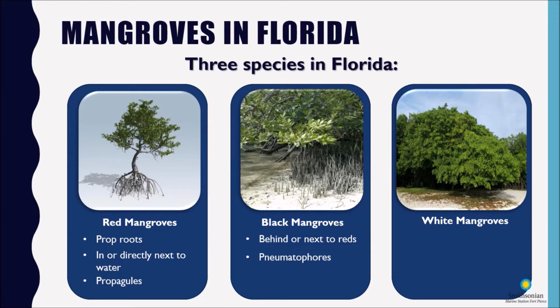We tend to find white mangroves growing a little further back from the water in an area that we call the high intertidal zone. So these are areas that really high tides can reach, like the high tides that we get in the springtime that tend to be higher than during the rest of the year. But it's mostly dry in between those really high tides.